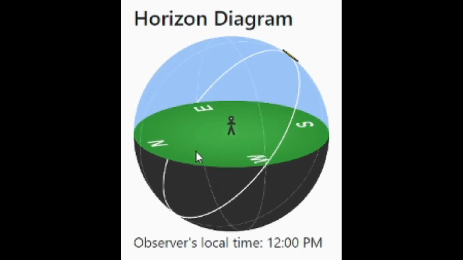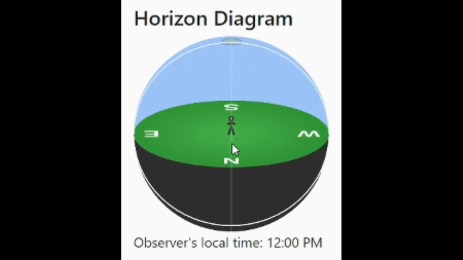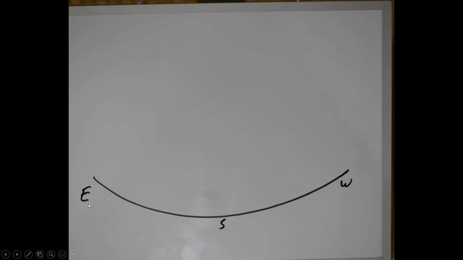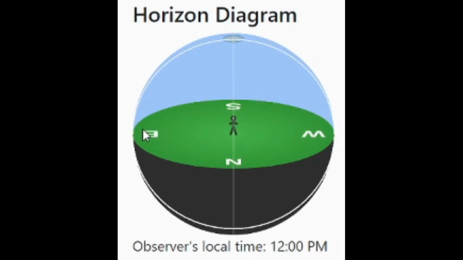So let's move a little bit like this. Now we're facing south. So we have east here on the left, south in the middle, and west on the right. Another way to draw this is with a picture like this. Here again we have the east, south, and west. This represents the horizon. So this is the same information as this. East, south, west.